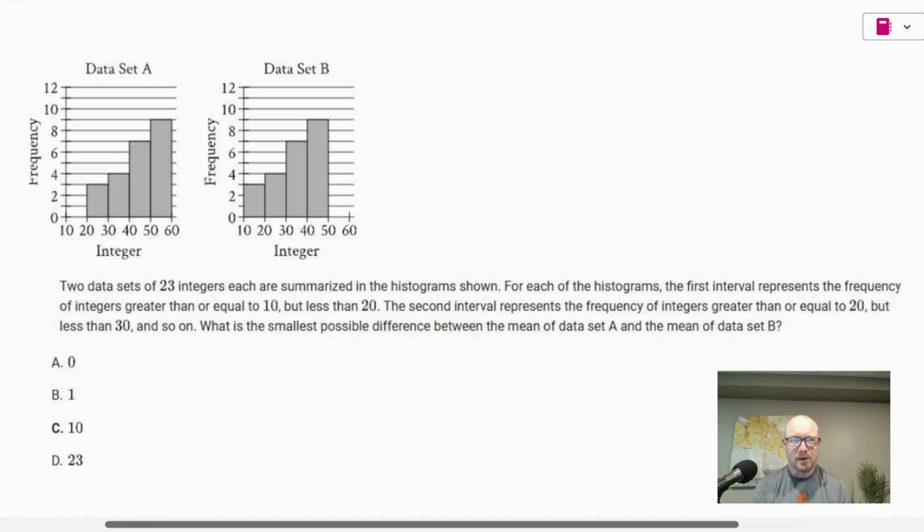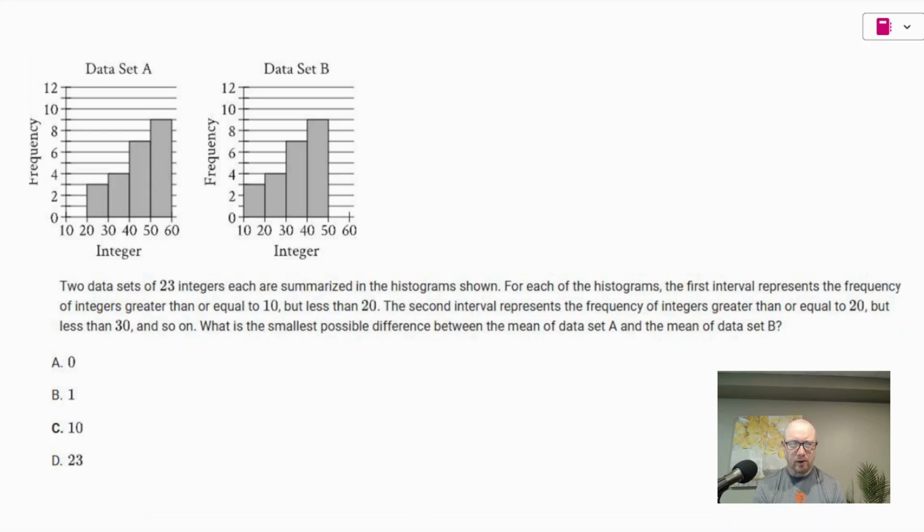All right, so this is a tricky SAT problem I wanted to go over with you that a lot of students are going to mess up on, but it's really not that difficult when we understand some keywords here. So we have two frequency graphs. It says two data sets of 23 integers each are summarized in the histogram shown.